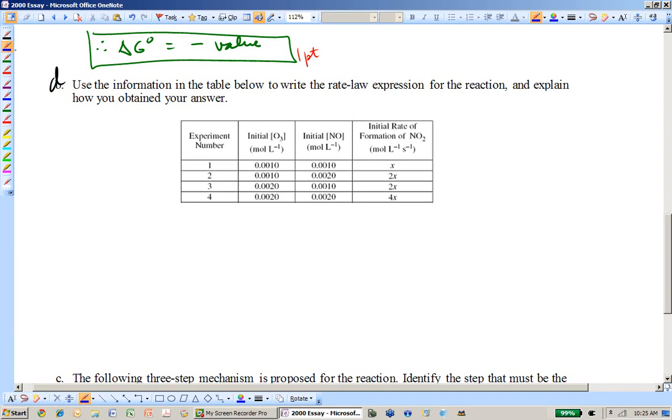So if that's the case, you haven't done kinetics yet. But if your teacher's not following the pacing guide that we put out, then you may have. So either way, either make a decision to skip through this piece or listen and learn.